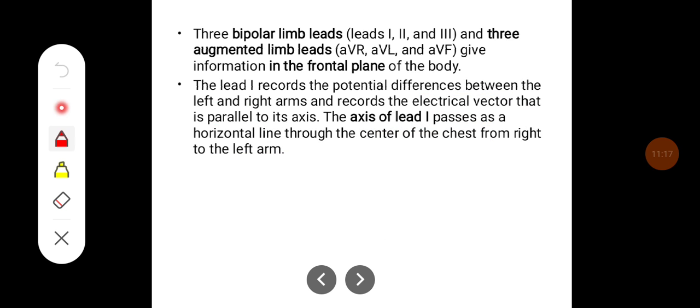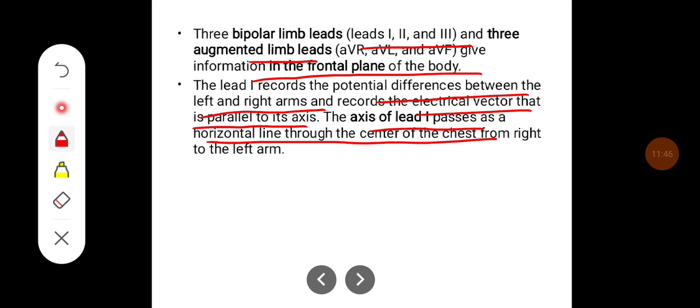The three limb leads, that is lead 1, lead 2 and lead 3, and three augmented limb leads, that is AVR, AVL and AVF, give information in the frontal plane of the body. The lead records the potential differences between the left and right arms and records the electrical vector that is parallel to its axis. The axis of lead 1 passes as a horizontal line through the center of the chest from the right to the left arm.